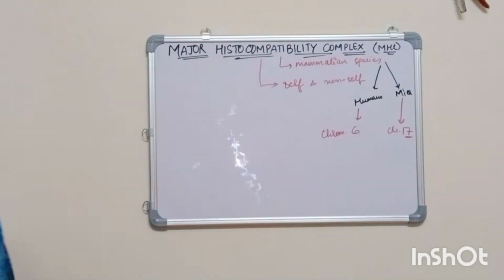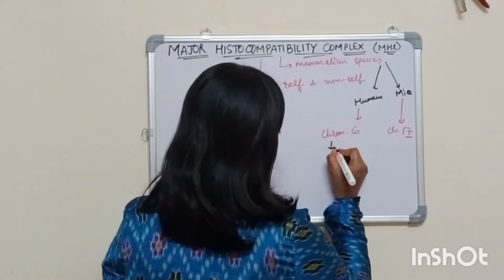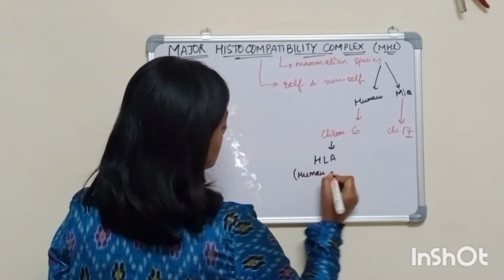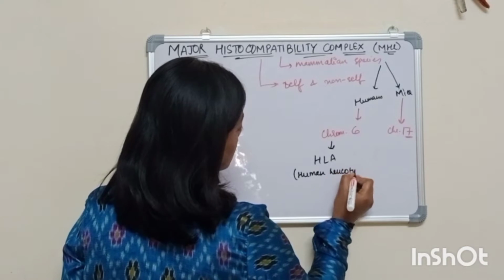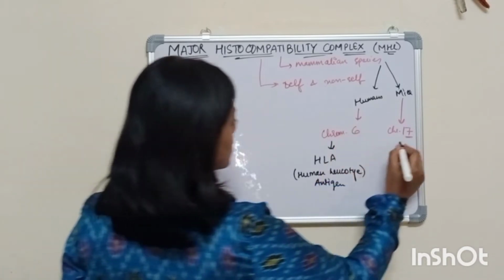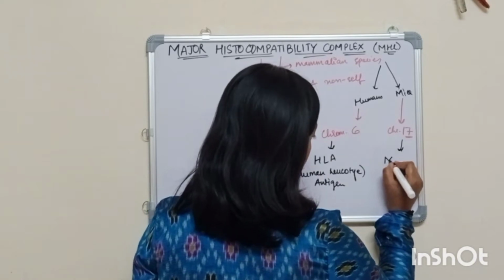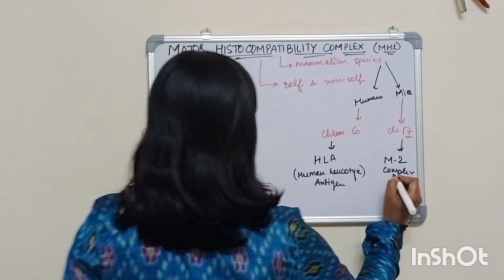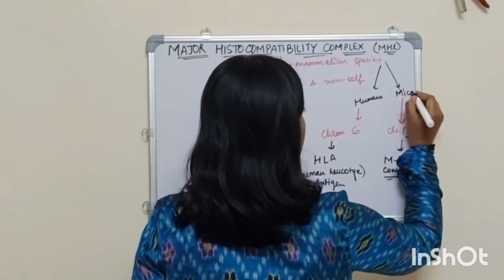MHC is known as HLA, human leukocyte antigen, while in mice it is known as H2 complex. Sorry, it's mice.